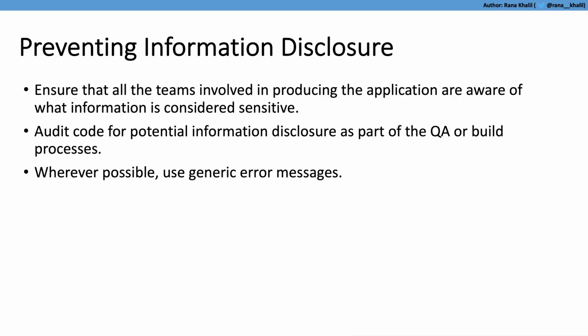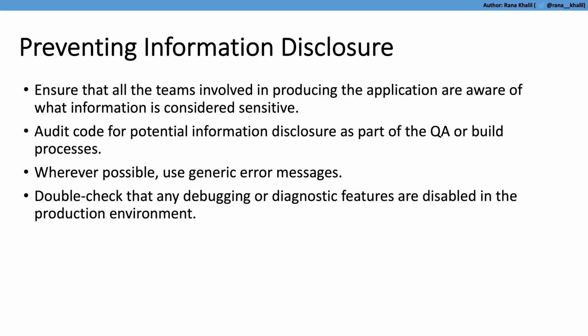Wherever possible, use generic error messages. We talked a lot about this one. So error messages could potentially leak sensitive information about the backend technologies that the application is using or the data that is in the application. And so it's absolutely important that whenever possible, you use generic error messages that don't leak any sensitive information about the application.